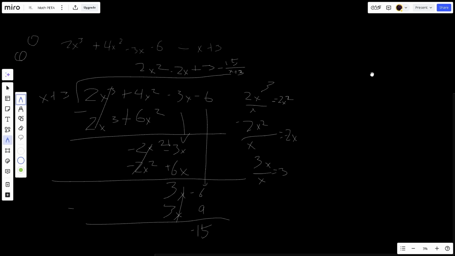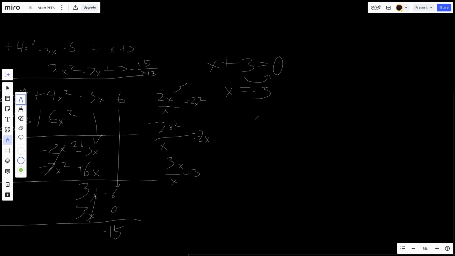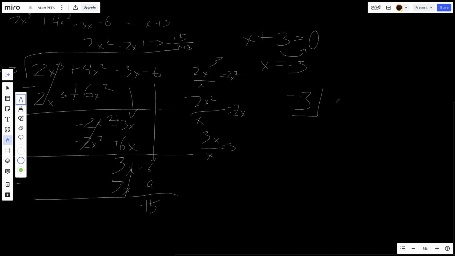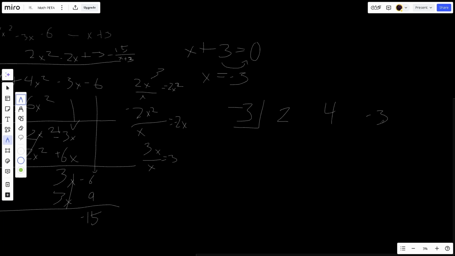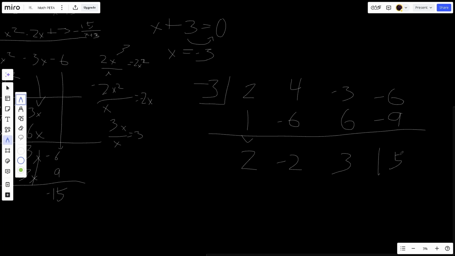Now let's confirm it with synthetic division. So the x here is negative 3. So now give our negative 3 a comfy spot and put our numerical coefficients of our dividend. 2, 4, negative 3, and negative 6. Now bring down 2. 2 times negative 3 is negative 6. 4 plus negative 6 is negative 2. Negative 2 times negative 3 is 6. Negative 3 plus 6 is 3. 3 times negative 3 is negative 9. Negative 6 plus negative 9 is negative 15.